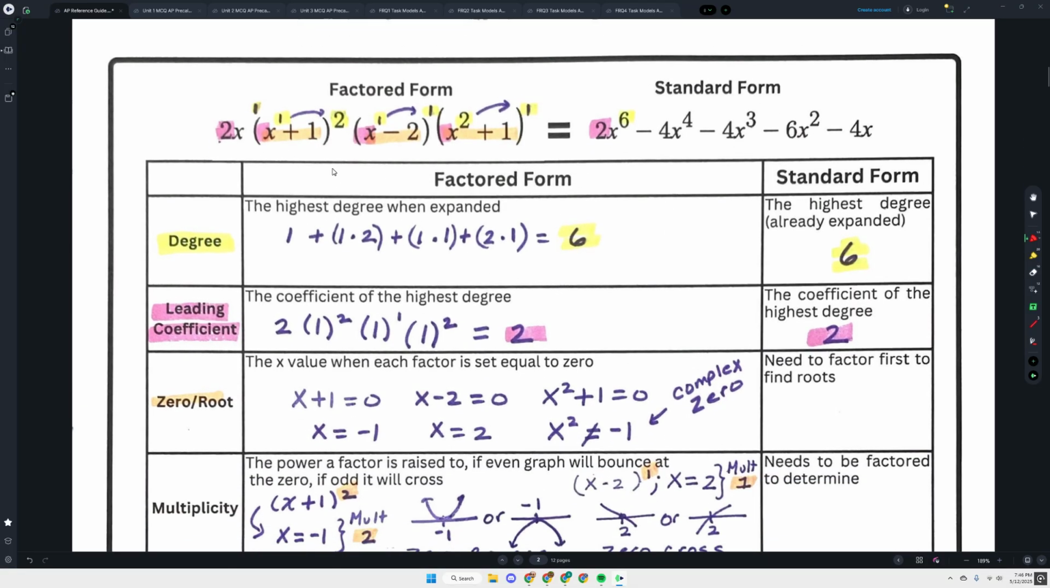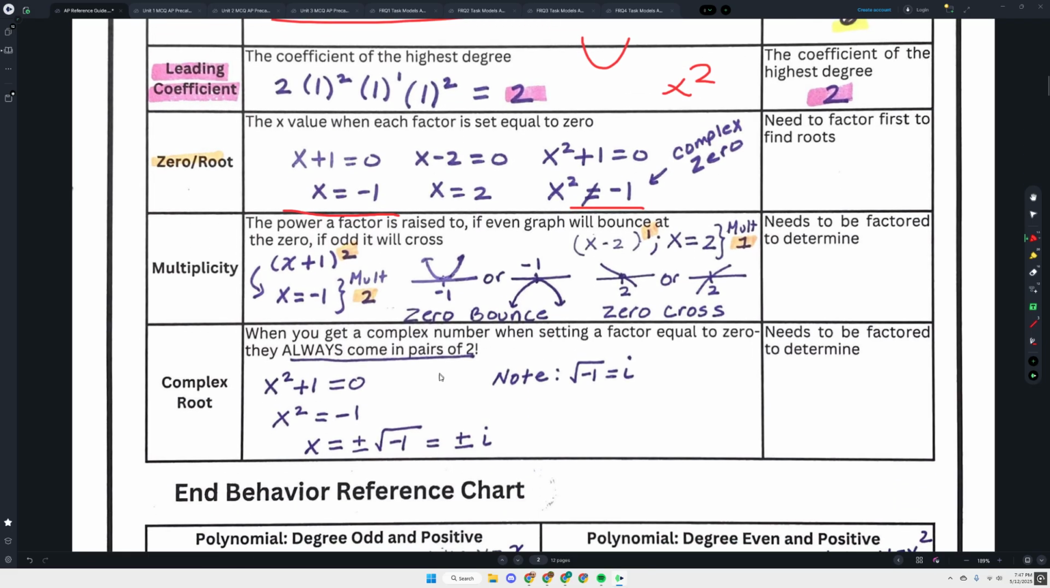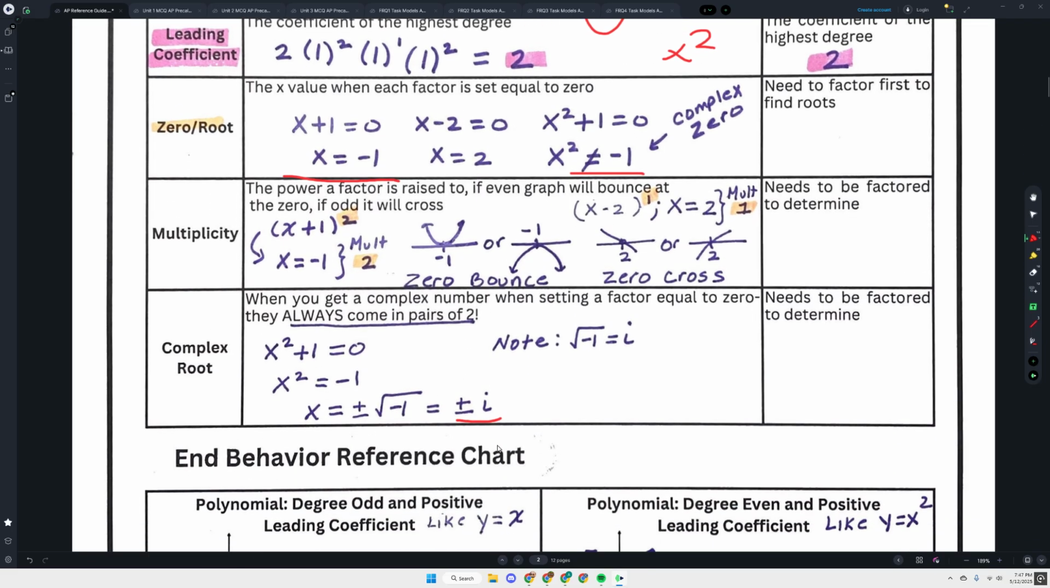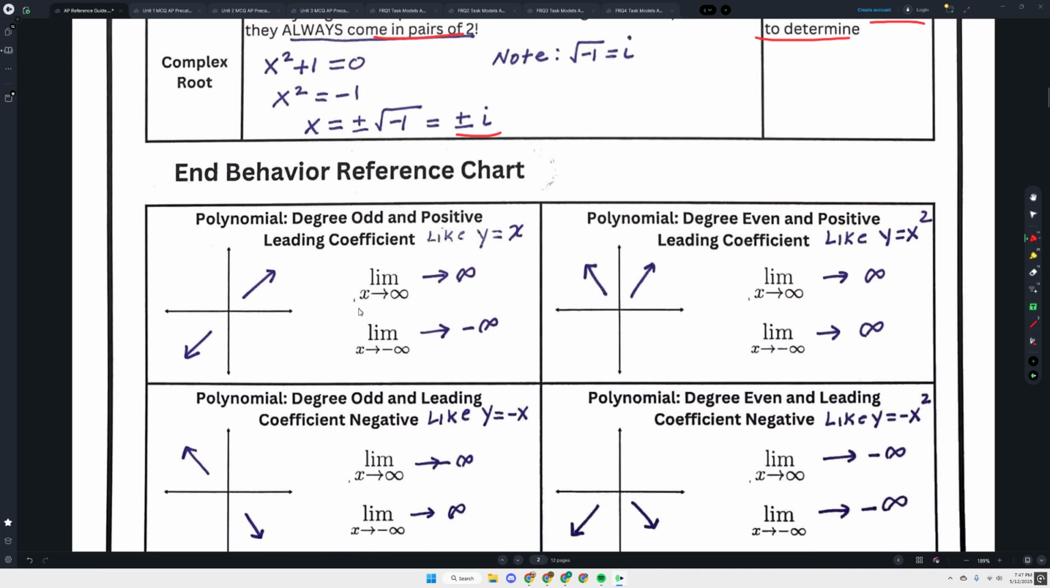Okay. We'll move on to factoring. You have your zeros and multiplicity. If it's x squared, it means it bounces, or x to the 4th, or any even degree. Complex roots are plus or minus i, and they always come in pairs of 2. The only way to find these is to factor. End behavior. This is limit notation. You have to use positive and negative infinity.